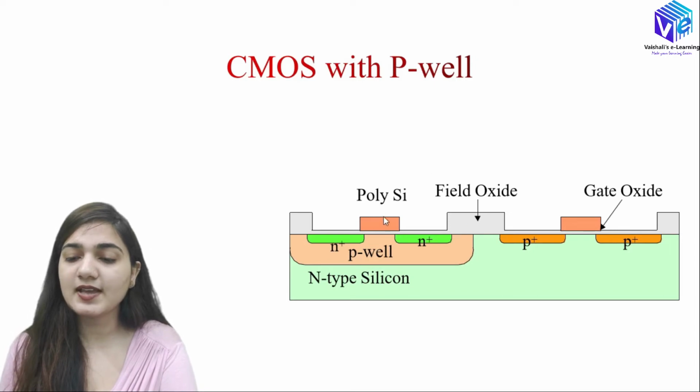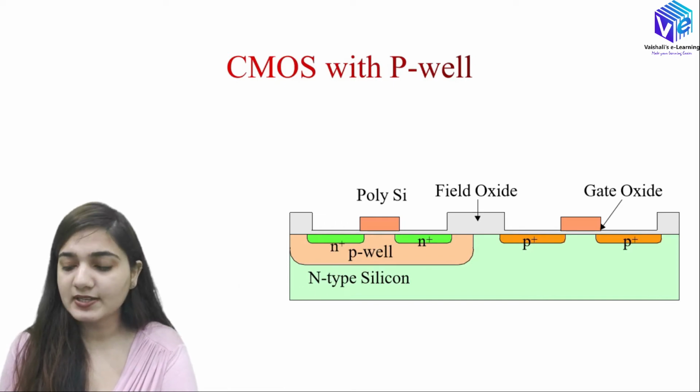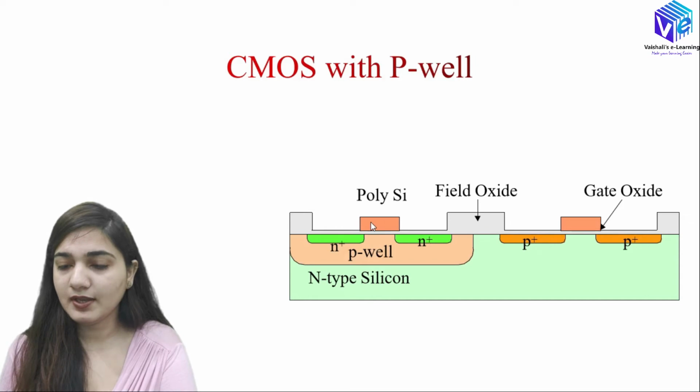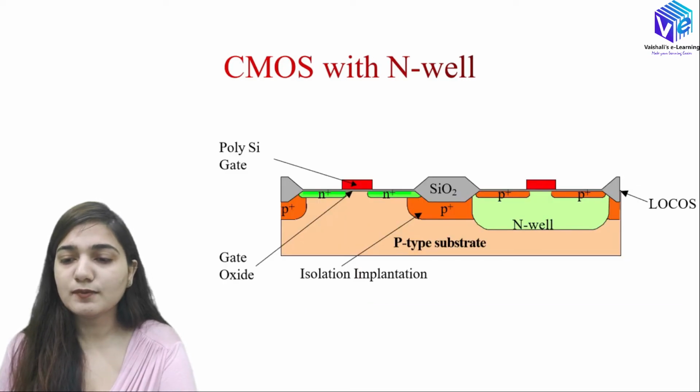The polysilicon is having its resistivity in between the metal and the isolators. So this is how polysilicon is used, because of its various advantages that it provides over the metals, right? So this is the gate we have. So now this is a CMOS with the N-well.